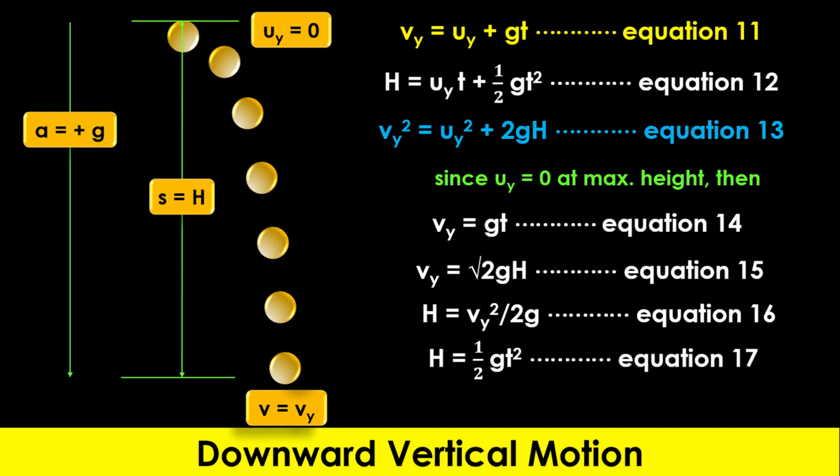Equation 17 gives the maximum height attained in terms of the acceleration due to gravity in meters per second squared and time in seconds. And lastly, t equals Vy over g. Equation 18 gives the time for the downward motion in terms of the final velocity in meters per second and acceleration due to gravity in meters per second squared.